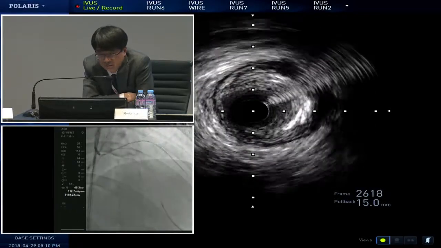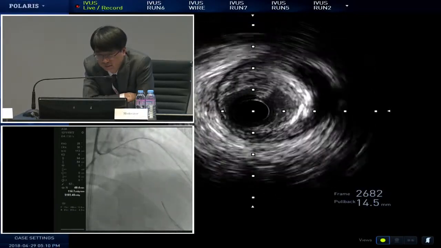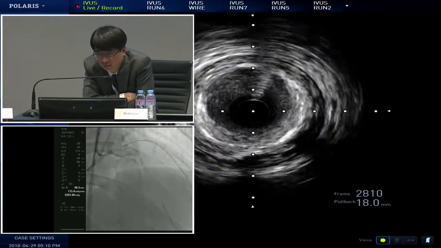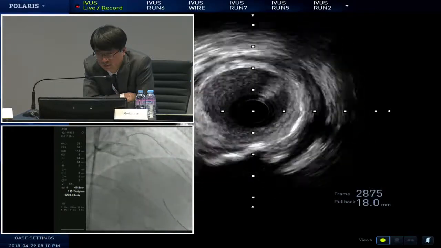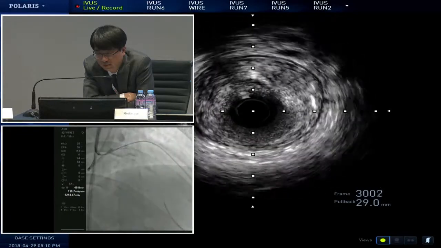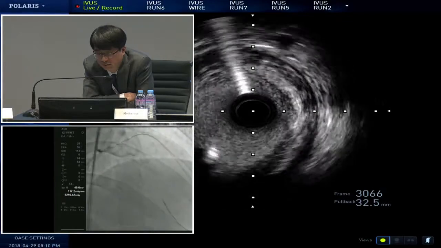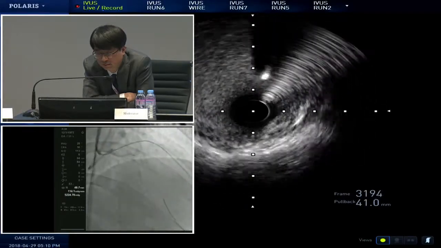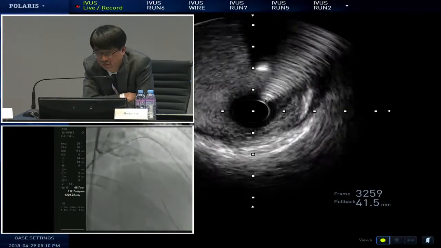Okay. This is the diagonal branch, sorry. So the length is 18 millimeters. And I put back more proximal. This is the ostial region, and crossover to the circumflex, ramus branch, and the left main trunk. Only one. So 2 cm is necessary.